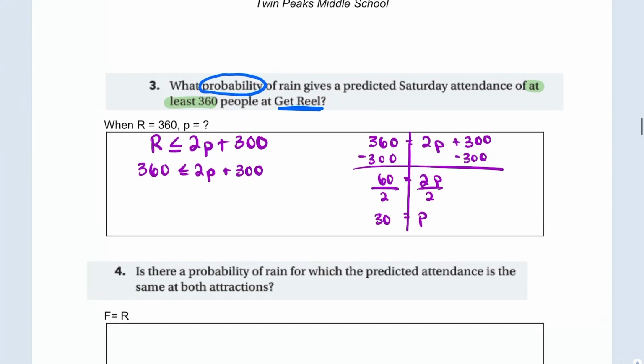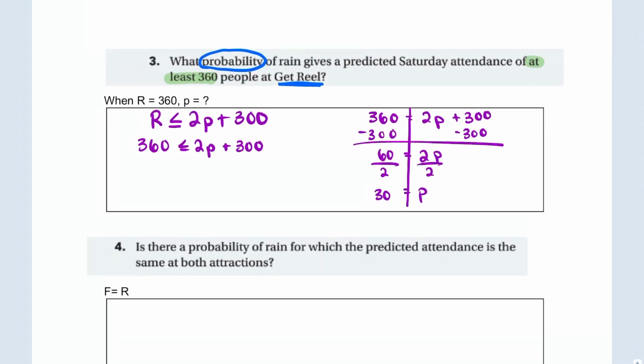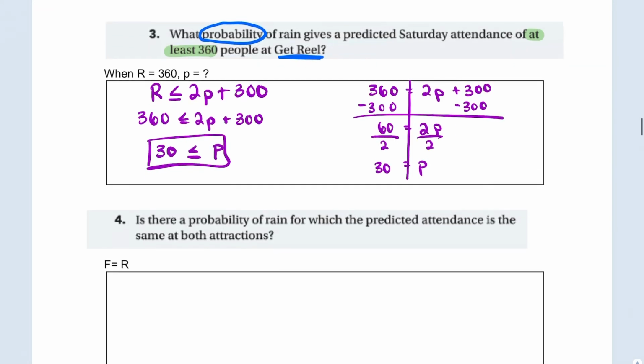Now remember that we didn't start off with an equation, we started off with an inequality. So when I write my final answer, it's not going to be 30 is equal to p. We must change this back into the inequality that we started with. Okay, so it looks like p is going to be greater than or equal to 30. And that is our answer. So this means that the chance of rain could be 30% or more, or anything larger than 30%. That will get us at least 360 people at Get Real.